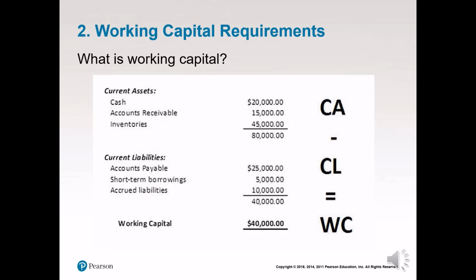Current assets includes cash, accounts receivable, and inventories. All very liquid assets that are expected to turn into cash well before a year. Current liabilities include accounts payable, any short-term debt, and accrued liabilities. Accrued liabilities are any type of short-term obligation that we need to pay. When we have current assets that are greater than current liabilities, we have a positive working capital, and that is our goal as a business finance professional.